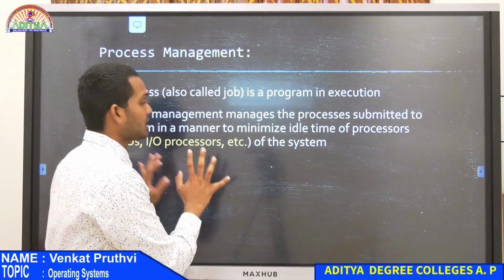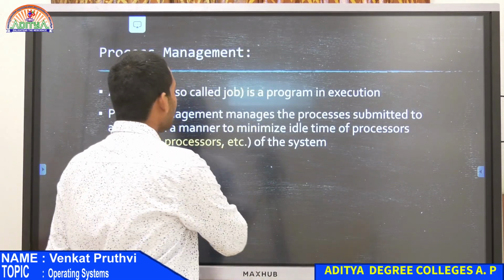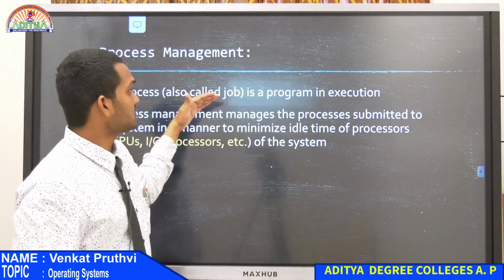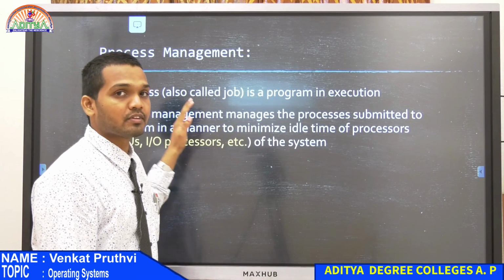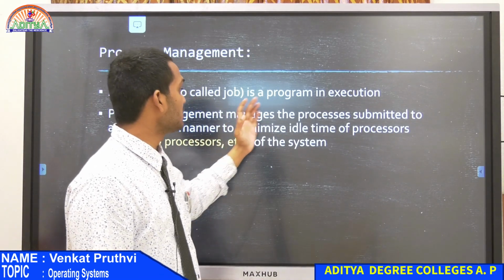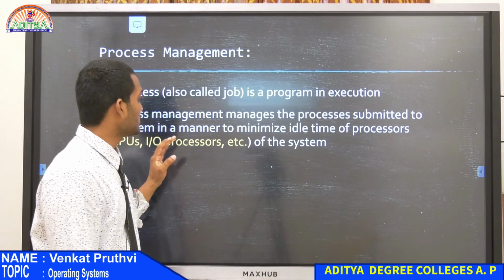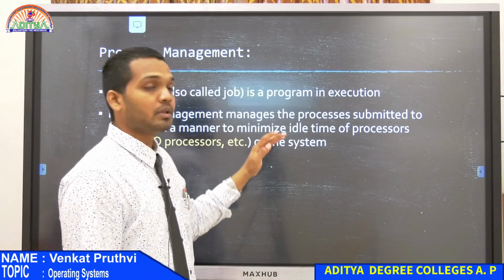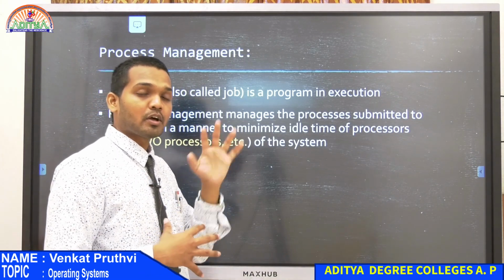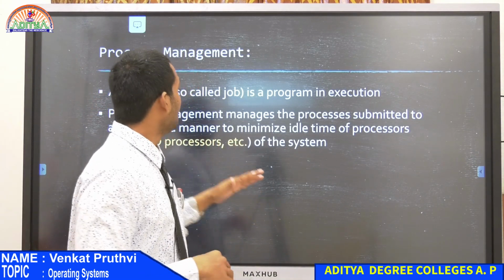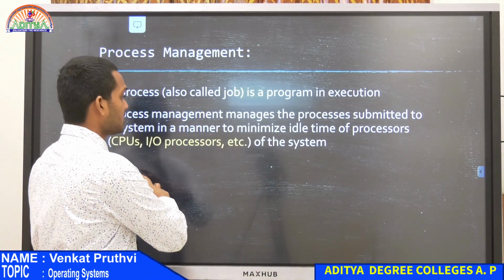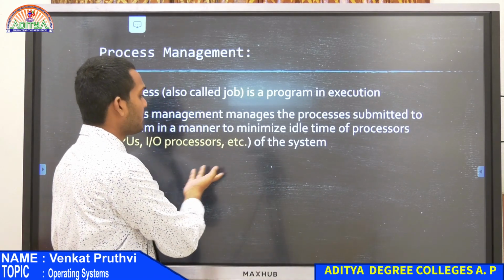I will once again revise whatever we have discussed today. Generally we have process management, and a process is a program in execution. We have discussed a process and process management. What does the process management do? It manages the processes submitted to a system in a manner to minimize the idle time of processors. Whatever idle time the processors are having, we have to minimize with the help of process management. Okay, what are the processors? Like CPUs, input output processors, etc.